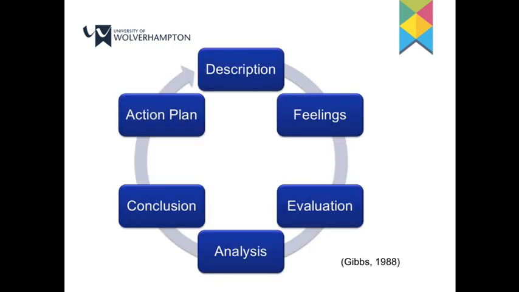Other models can be more complex, such as the Gibbs model shown here, which has the description of the event, as previously mentioned, and then the feeling stage, which discusses the feelings and emotions experienced during the event. The evaluation stage investigates what the writer thought was good and bad about the situation, whilst the analysis stage analyses the reasoning behind the actions and why things happened in the way that they did. A conclusion stage looks at what the writer has learnt from the experience, with the action plan discussing how the writer could deal with similar situations in the future. Other models can combine and interweave the different stages, and some allow for a more free-flow approach.